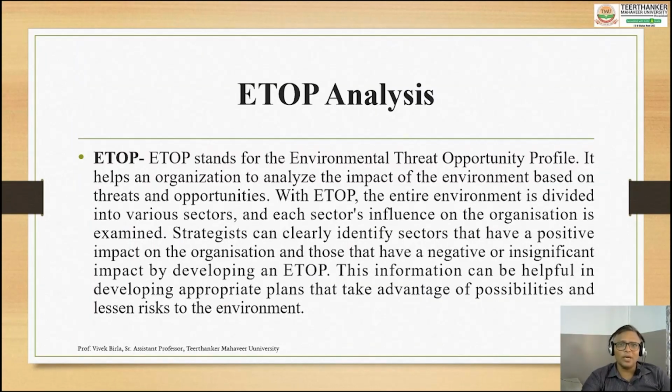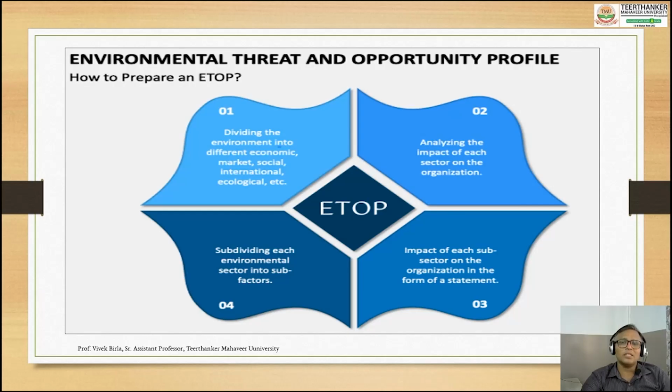Next is ETOP analysis. ETOP stands for Environmental Threat Opportunity Profile. In ETOP, the entire environment is divided into various sectors. Each sector is further studied. In this ETOP, all the information is taken out, which gives possibilities and helps to reduce the risk of the environment. This ETOP is created in 4 phases, in which in the first part we try to divide the business environment in different ways: economic, market, social, international, and ecological.